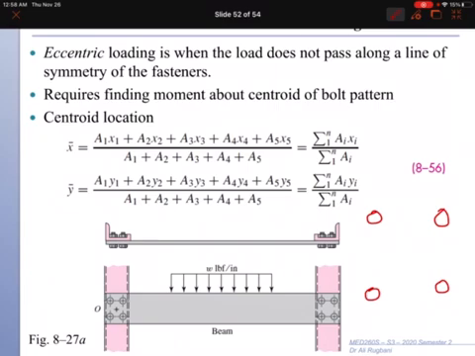If we have this group of bolts, the centroid can easily be identified, and it will be at the center here with equal distance. So the bolts have equal distance from the centroid. If you don't have a symmetric distribution, if you have a random distribution of bolts, then you need to identify the centroid X and Y, the position of the centroid, using the area and coordinates of each bolt.